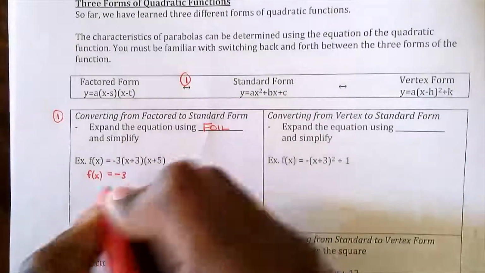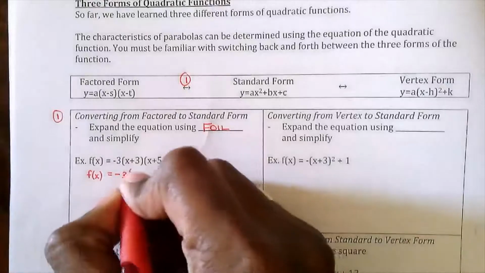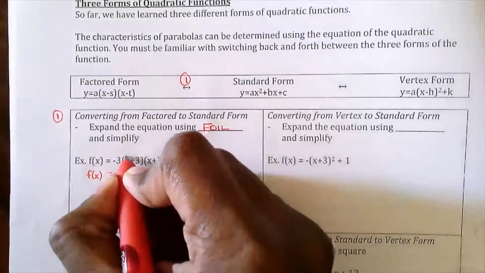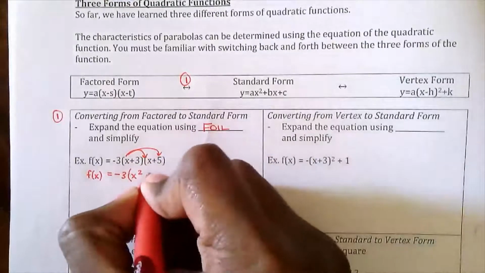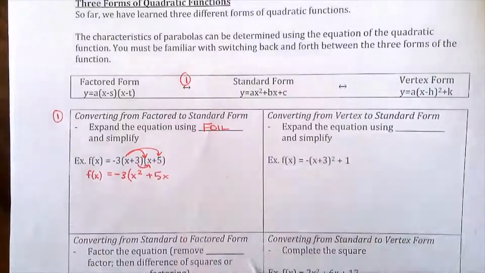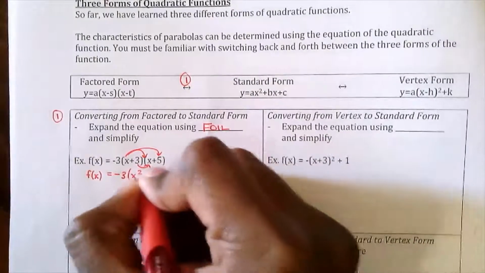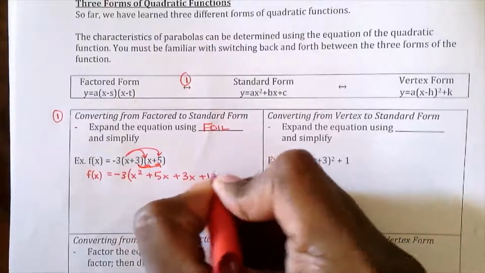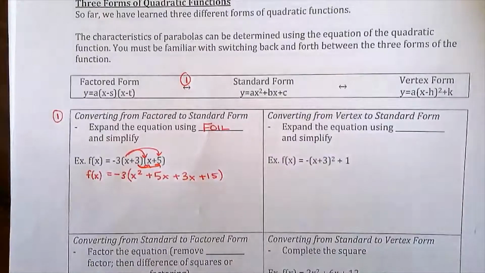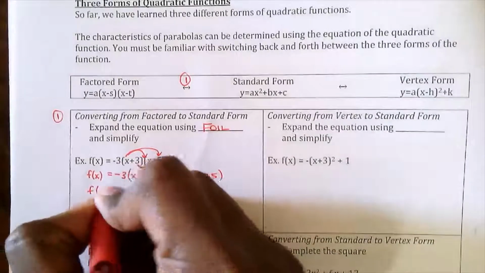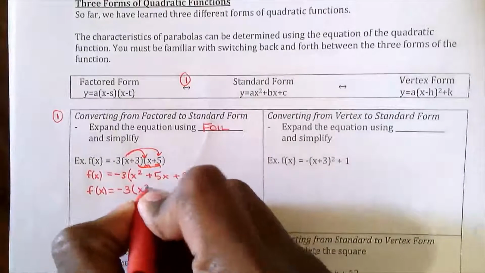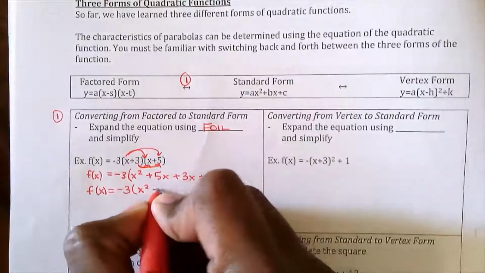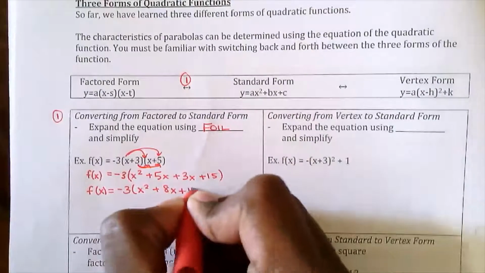Right now, we're going to leave the -3 as is, and we're going to do FOIL for these brackets. So remember, that's just x times x, which is x squared, x times 5 plus 5x, 3 times x plus 3x, and 3 times 5 plus 15. Take some time now to look at what you've written and see if you can simplify it any further. So what I see automatically is I can collect these like terms. So I have x squared, and 5x plus 3x gives me 8x plus 15.